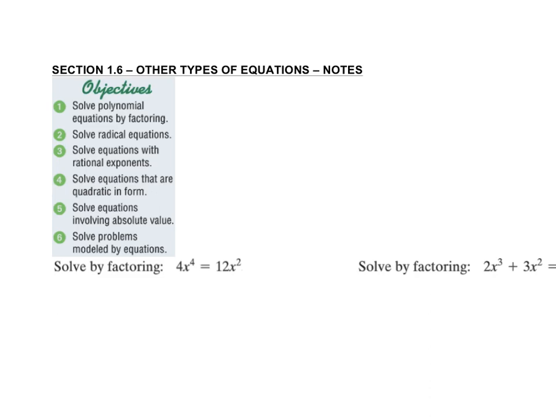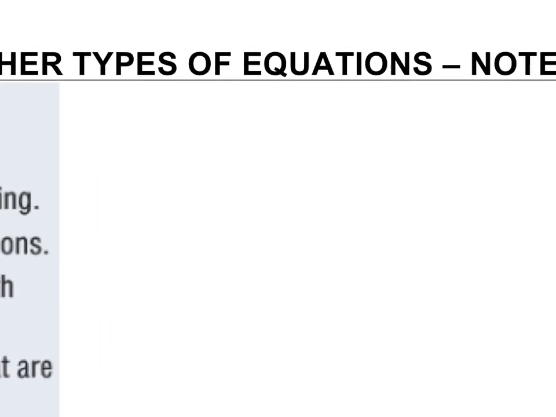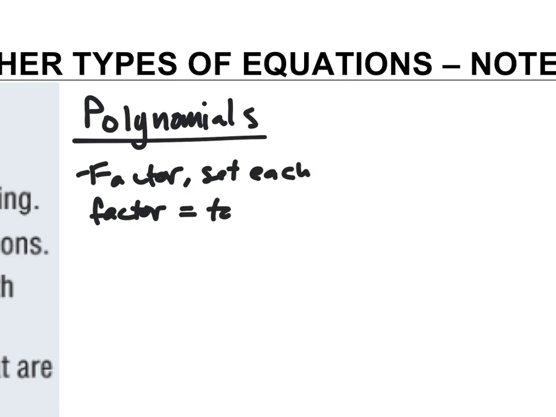Okay, so let's first talk about polynomial equations by factoring. All right, so I just want to make a quick note up here about all of these. So polynomials, okay. The trick that we want to do is we want to factor and then set each factor equal to 0, okay? That's what we do for polynomials, all right?